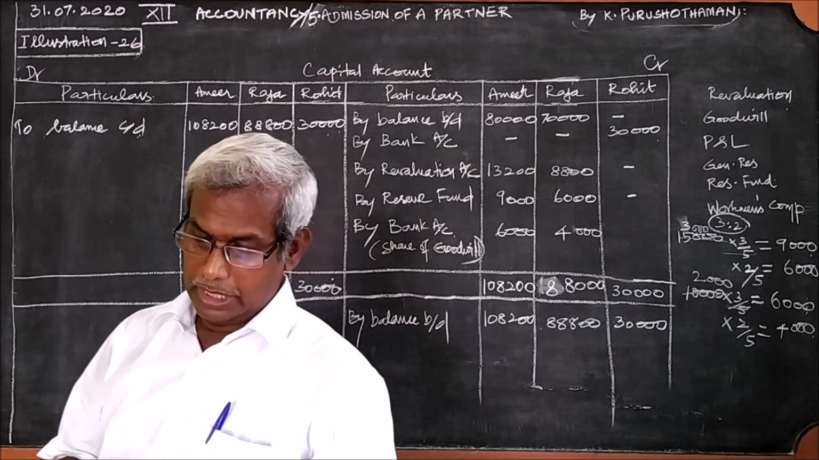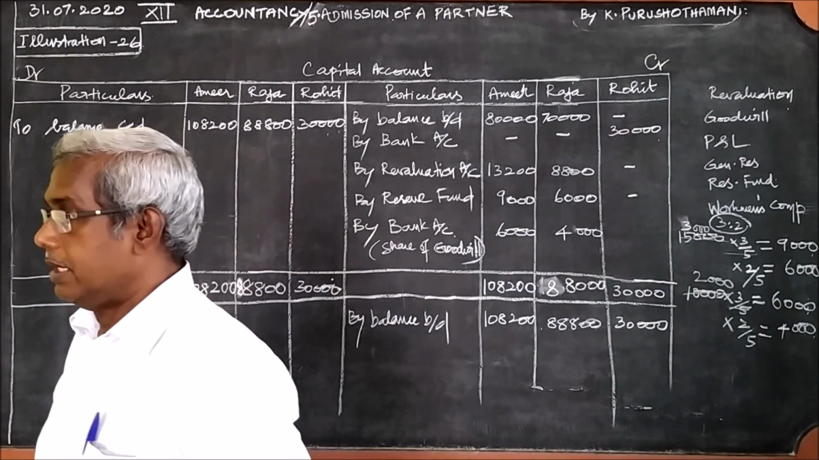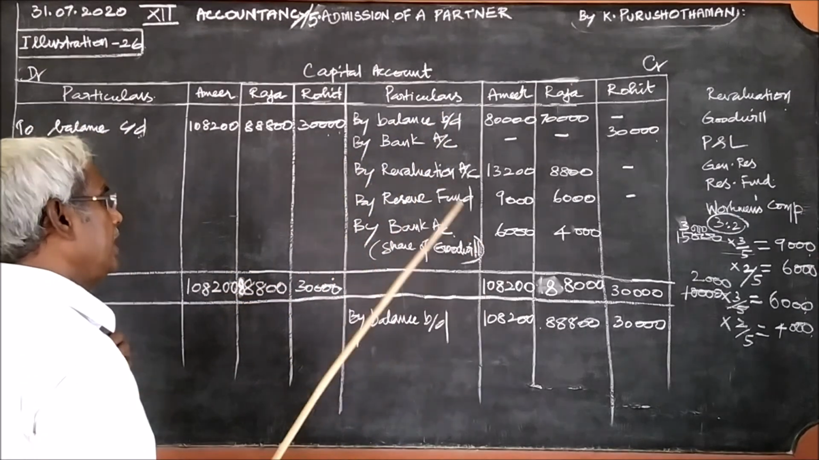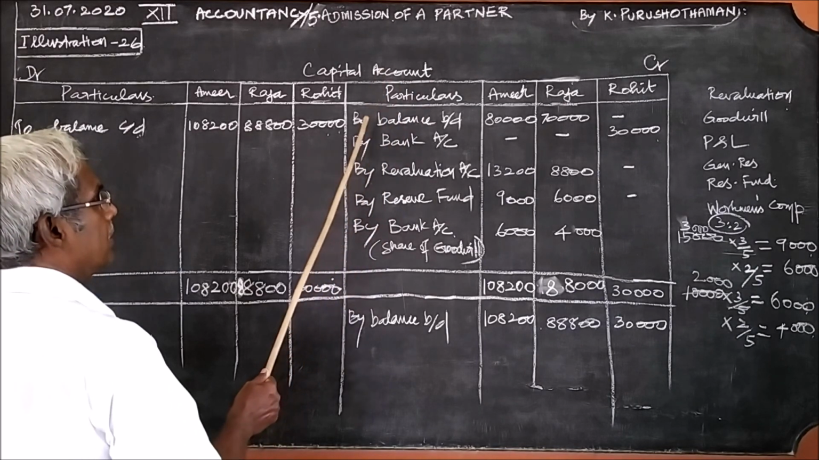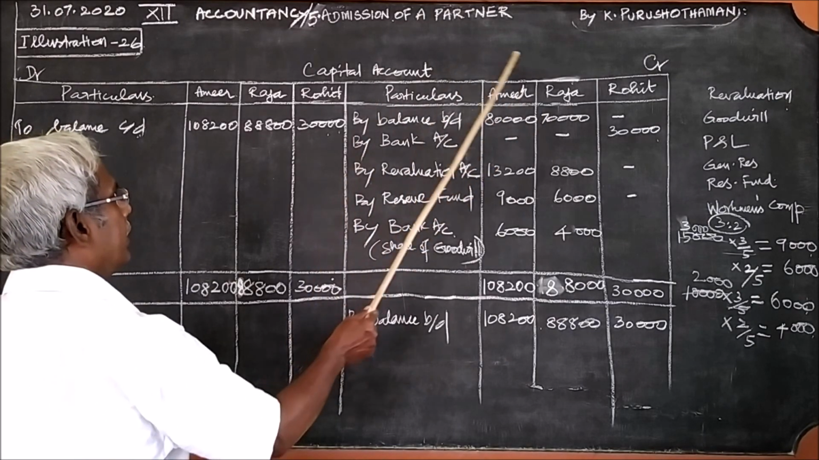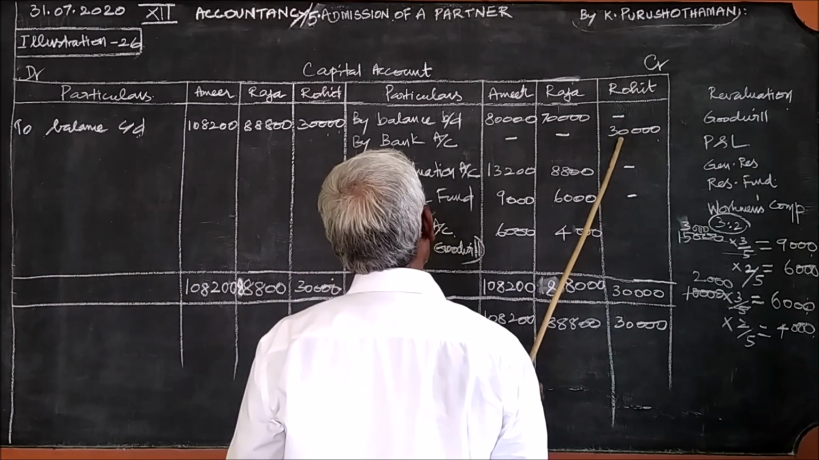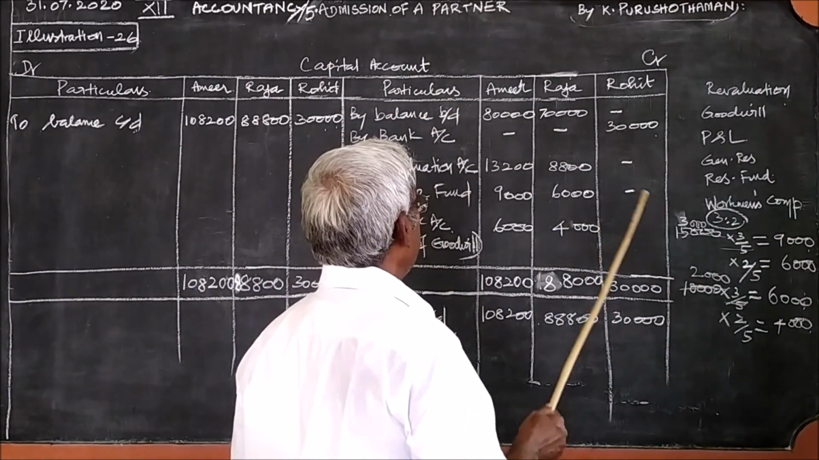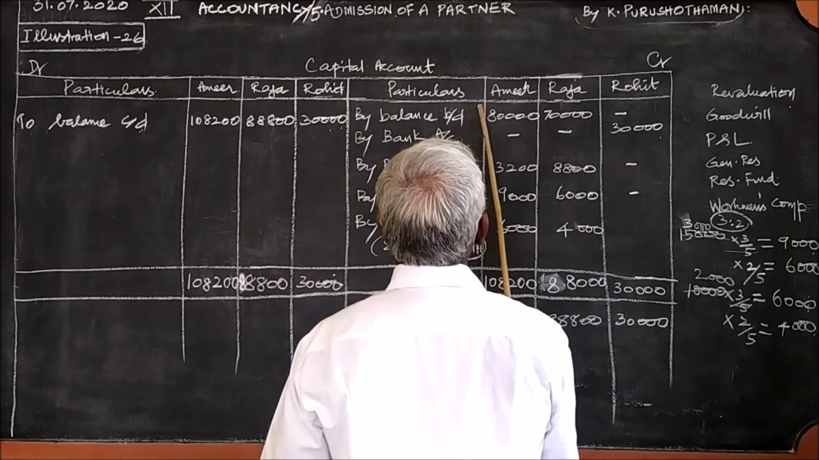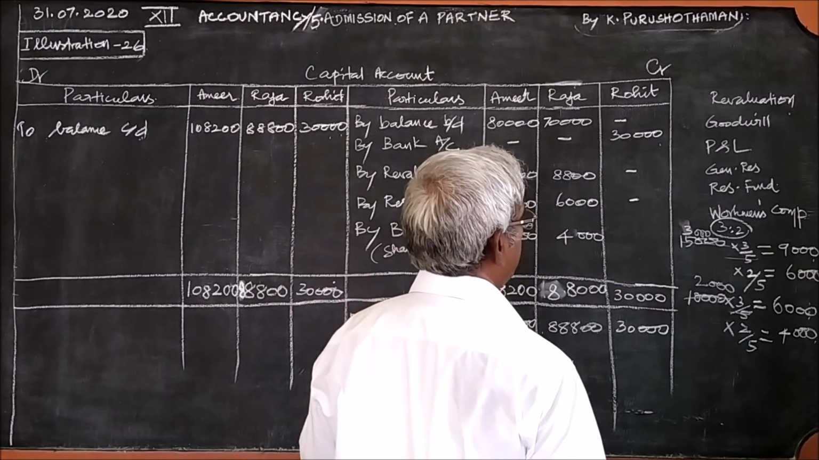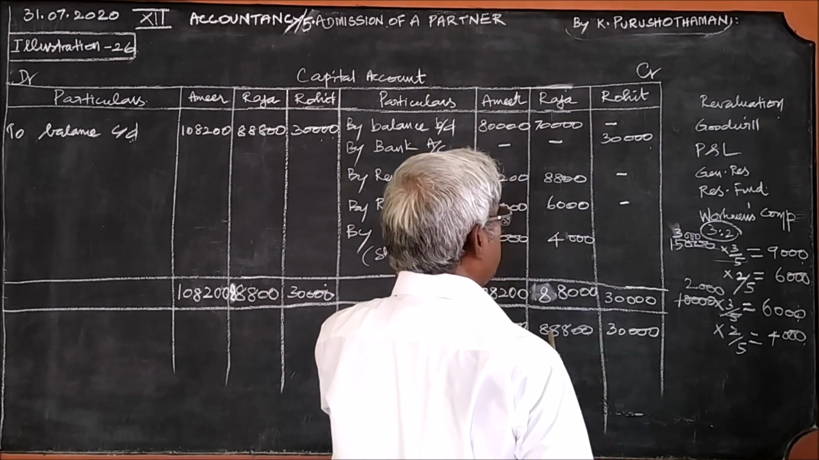So in this problem, what is the speciality? When we prepare the capital account, the first two items must be these two. First one, it is the old partner's capital. Who are the partners? Amir and Raja are the two partners. New partner Rohit is admitted and he has to bring 30,000. These are the two compulsory entries. And what about the other entries here? Other entries depend upon the particulars given.